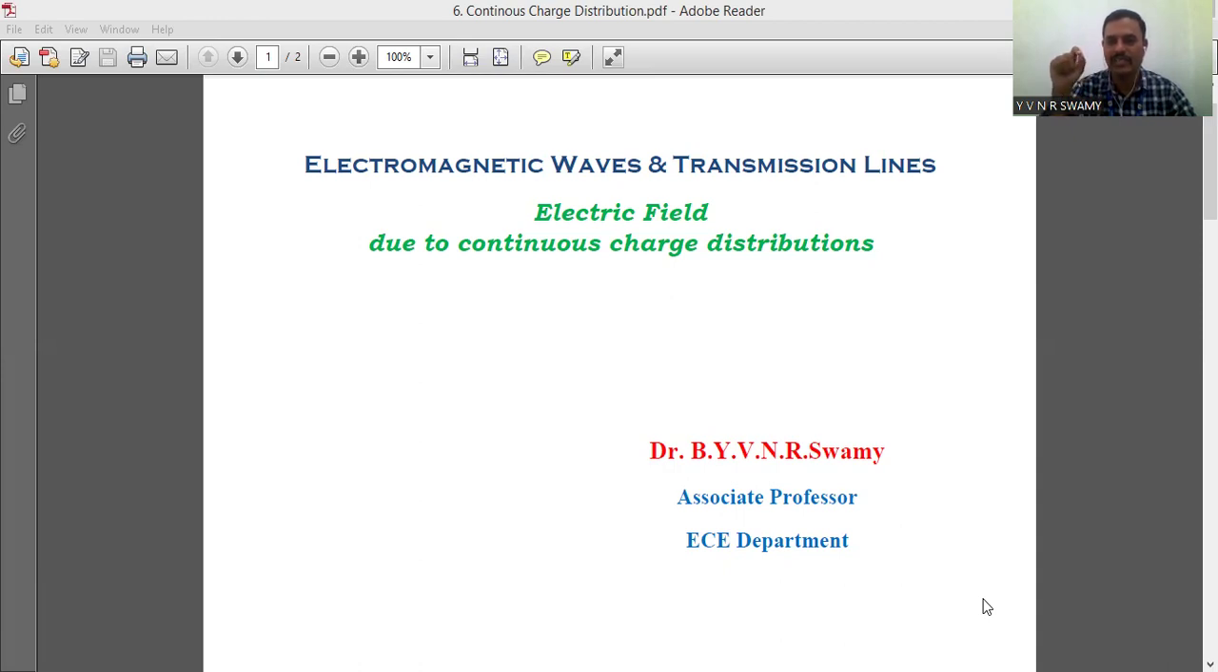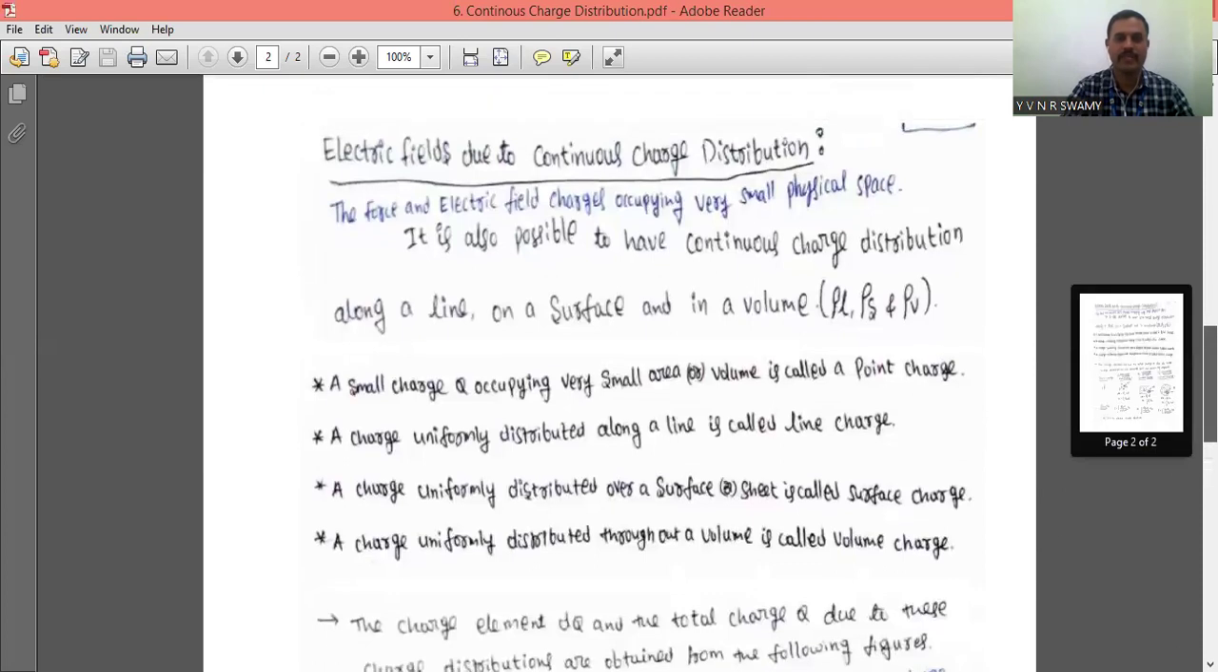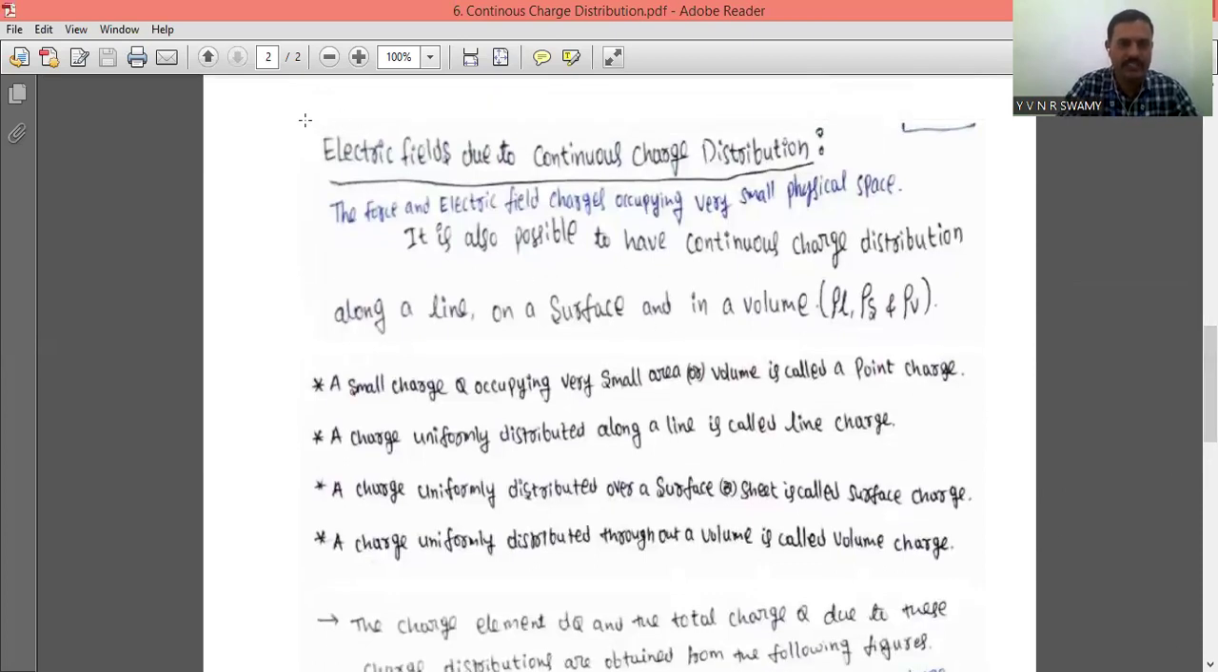If we know the electric field intensity due to a point charge, then we will see the electric field intensity due to a line charge, due to a surface charge, and due to a volume charge. So in today's class, we will discuss the electric field due to continuous charge distribution.